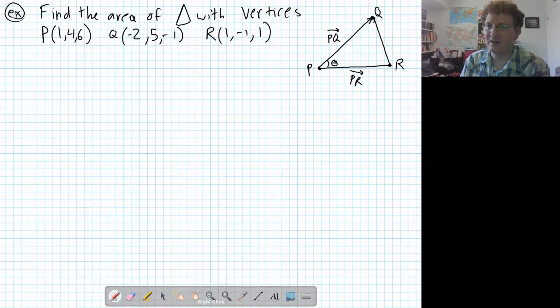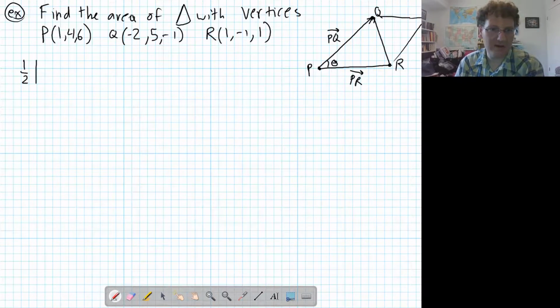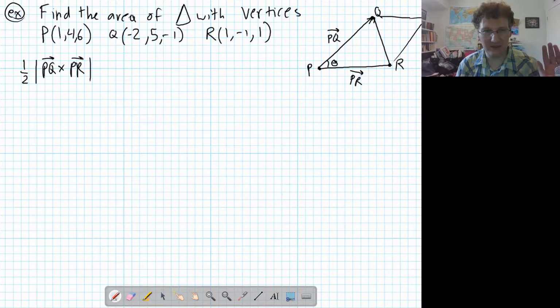What I was just saying is, if we were to make a parallelogram, the area of the triangle is half the area of the parallelogram, so it should be 1/2 times the magnitude of PQ cross PR. That should be the area of the triangle, because the area of the parallelogram is just the magnitude of PQ cross PR.